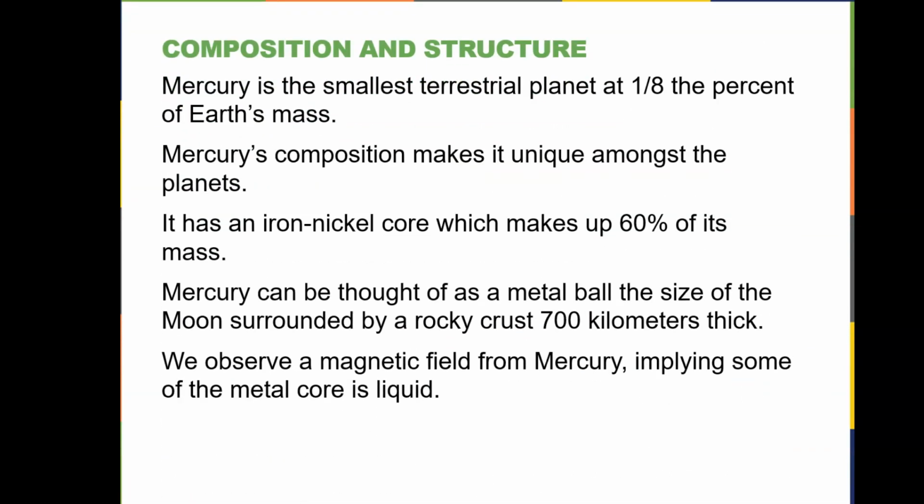Mercury is also the smallest terrestrial planet at 1/8% of the Earth's mass. Mercury's composition makes it unique amongst the planets. It is much denser than the Moon, indicating that it has a much different makeup than our Moon. It has an iron-nickel core which makes up 60% of its mass. Mercury can be thought of as a metal ball the size of the Moon, surrounded by a rocky crust 700 kilometers thick. We observe a magnetic field from Mercury, implying that some of the metal core is liquid. The metal field is consistent with a very large core.